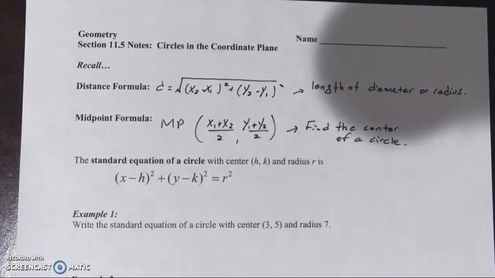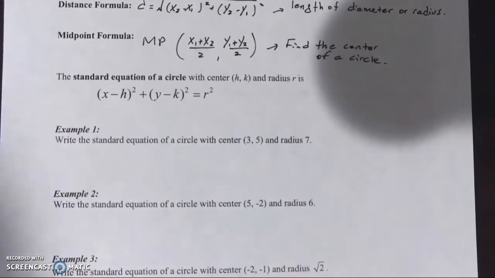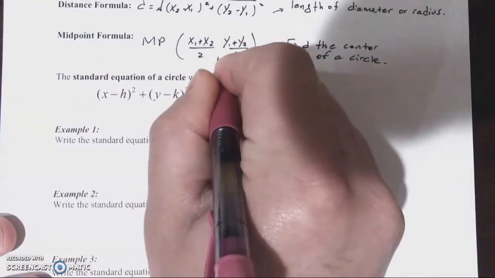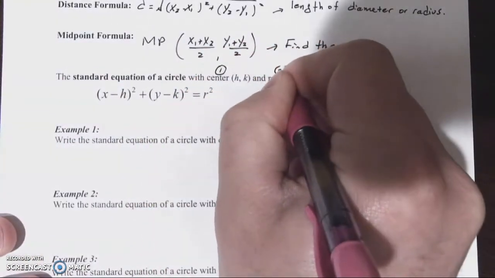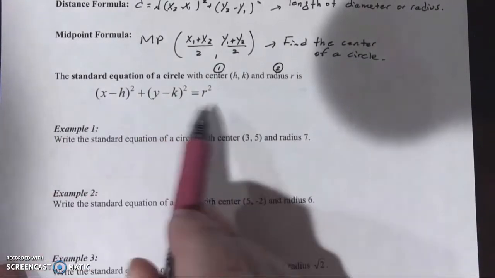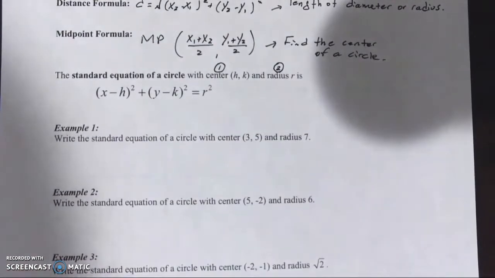And then we have the standard equation of a circle. There are 2 things that you will need to know about a circle to be able to write the equation of it. One is the center, and two is the radius. If you can find the coordinates of the center, and you can find the length of the radius, you will always be able to write the equation of a circle. And vice versa, if we have the equation of a circle, we should be able to identify the center and the radius, and then be able to graph.